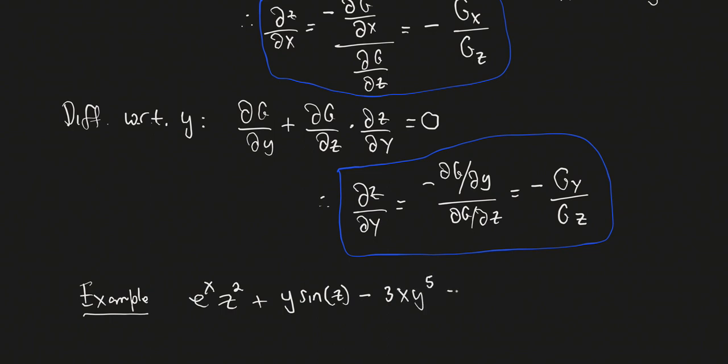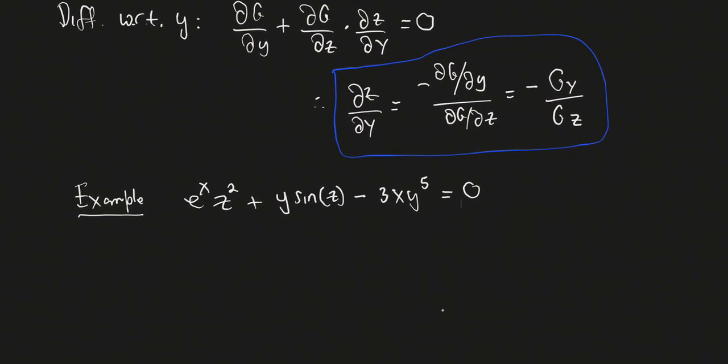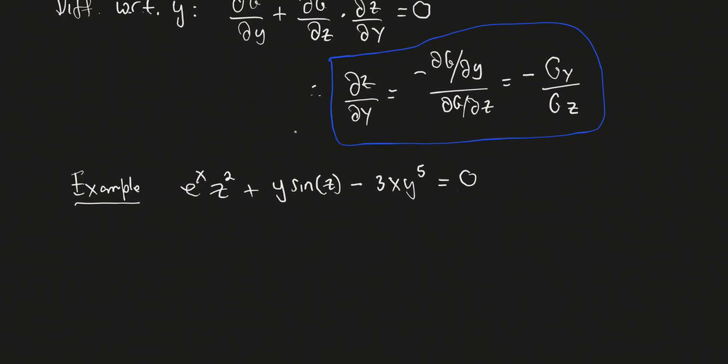xy to the fifth. And let's say that's our surface, right? Certainly not the simplest equation, but also not the more complicated one. And I'll just do one of these to wrap it up. Let's say we want to find the partial derivative of z with respect to y, right? So all of this on this side is my g expression. And if I want to find the partial derivative of z with respect to y, I can use this formula.